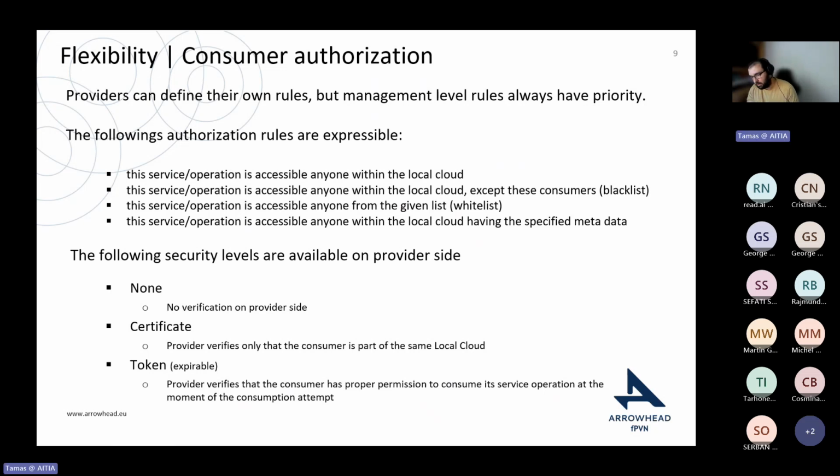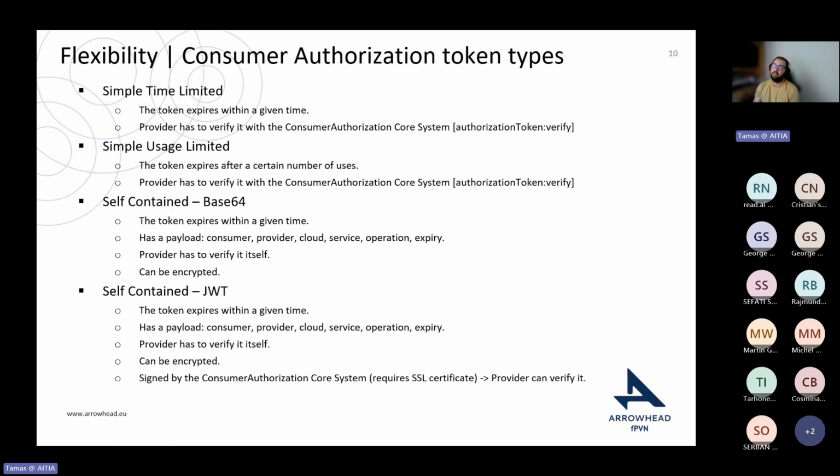This is almost the same as what we have in version 4. The big change in here is that we are offering more types of authorization token. In version 4, we have only one type of authorization token, which was a JSON web token. Now we are offering more simple possibilities and more difficult possibilities as well. So there is a simple time-limited token that a provider can require from the consumer.